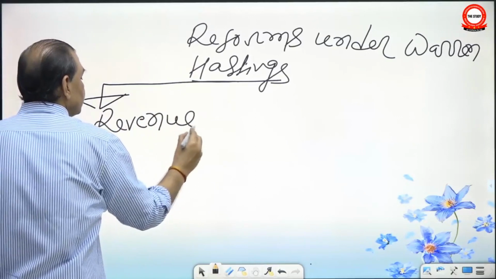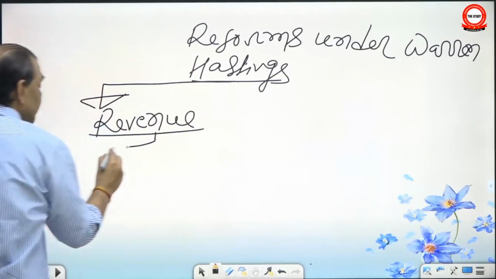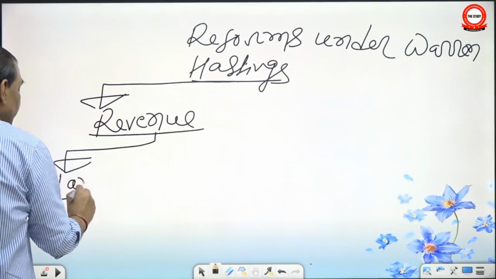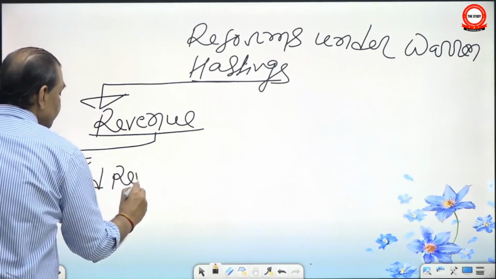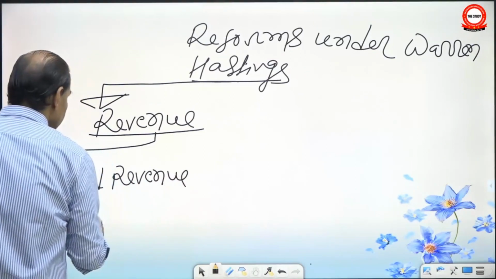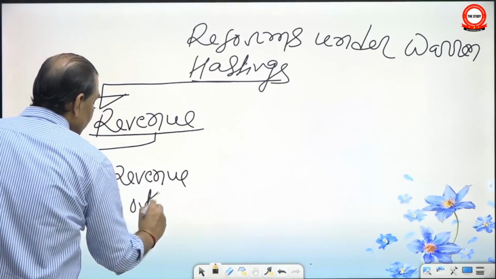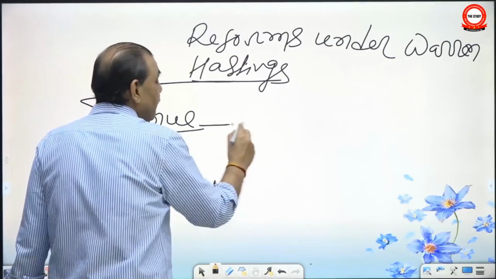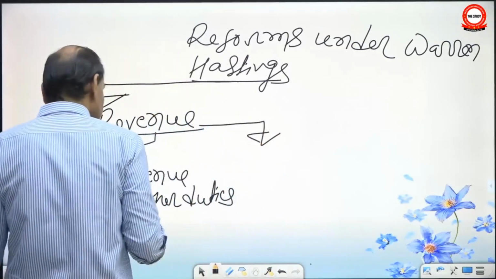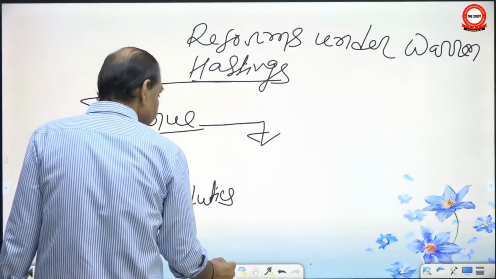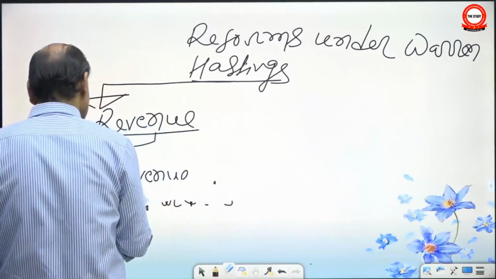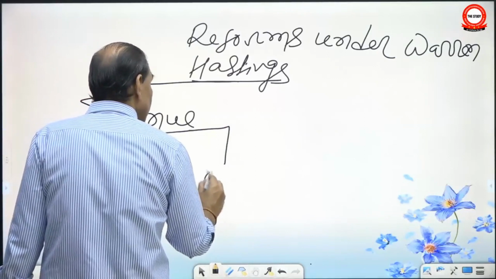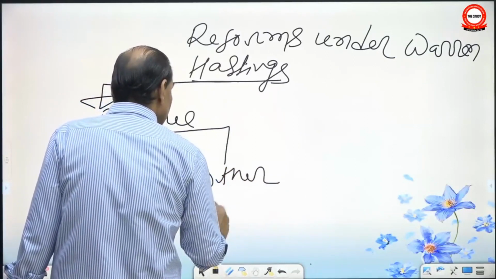Revenue system. In revenue, you can say land revenue and other taxes and other duties.